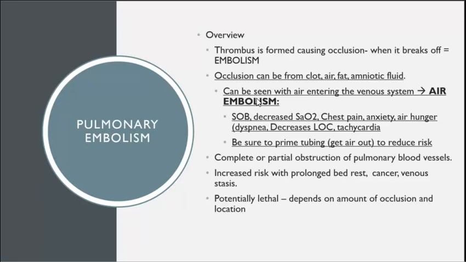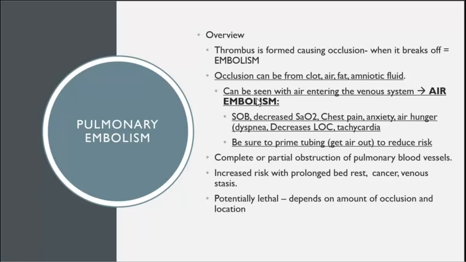Things that you will look for with any of these embolisms: shortness of breath, decreased oxygen saturation, chest pain, anxiety, air hunger, dyspnea, decreased level of consciousness because we're not getting the oxygen to our tissues. And then our heart's going to try and compensate by beating faster. So always make sure you prime your tubing.